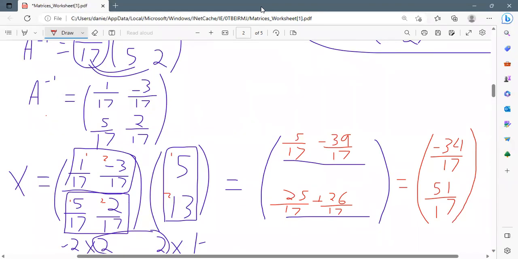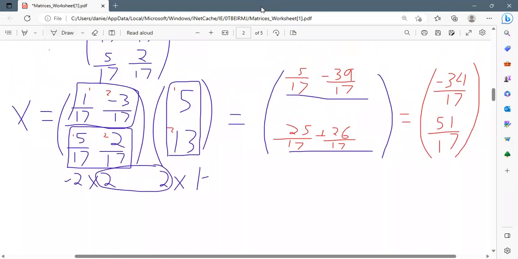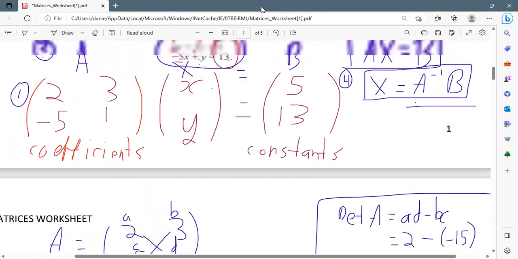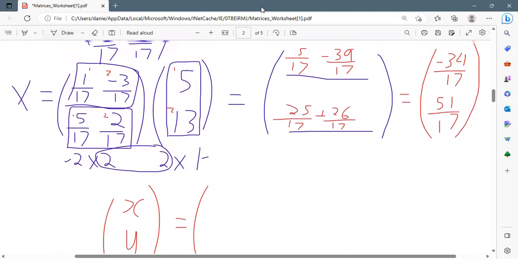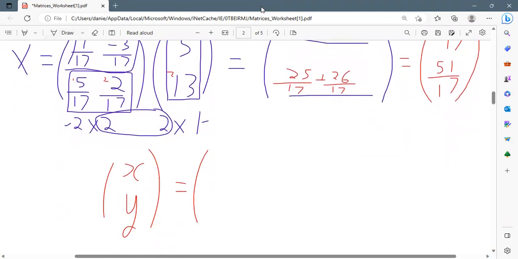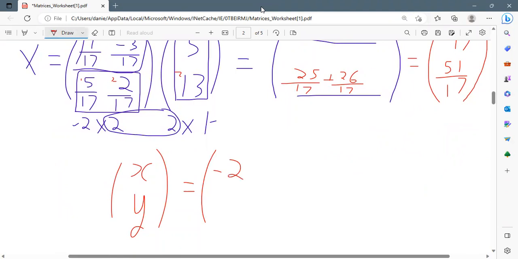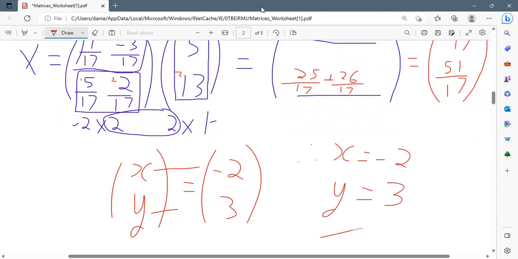Now to get the answer, we have to remember that X was the matrix X and Y. So the final part, you will end up with X, Y equal to what we just found. Minus 34 over 17 is minus 2, and then 51 over 17 is 3. So you equate across, and therefore X is equal to minus 2 and Y is equal to 3. And that is the answer there.